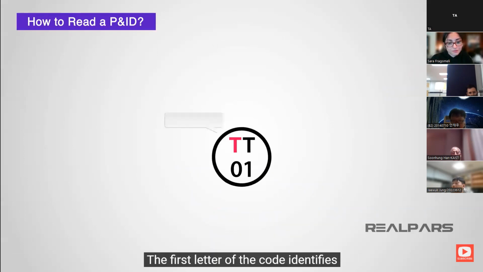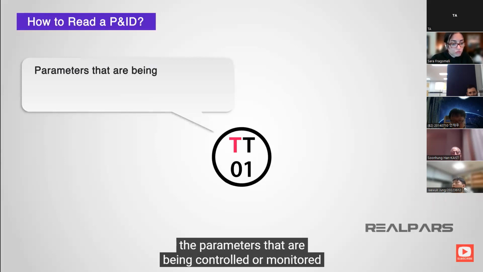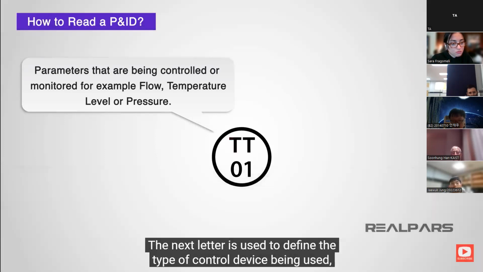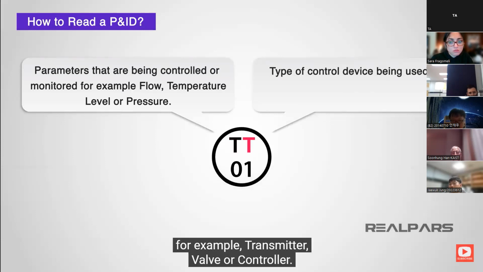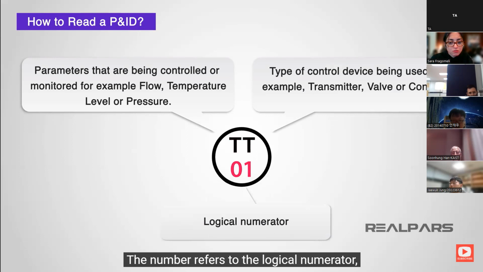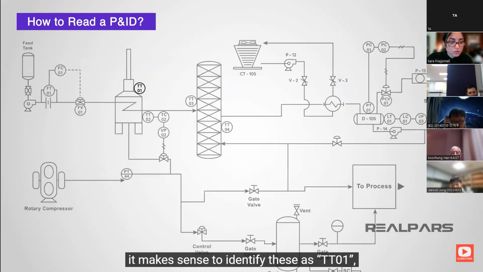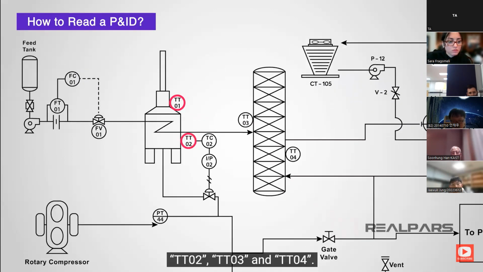The first letter of the code identifies the parameters that are being controlled or monitored. For example, flow, temperature, level, or pressure. The next letter is used to define the type of control device being used. For example, transmitter, valve, or controller. The number refers to the logical numerator. For example, we may have a system with 4 temperature transmitters. It makes sense to identify these as TT01, TT02, TT03, and TT04.